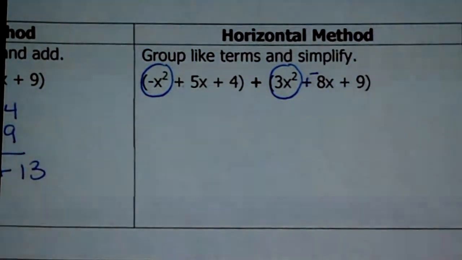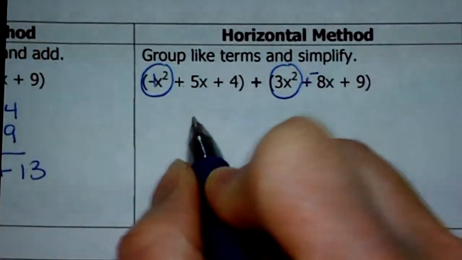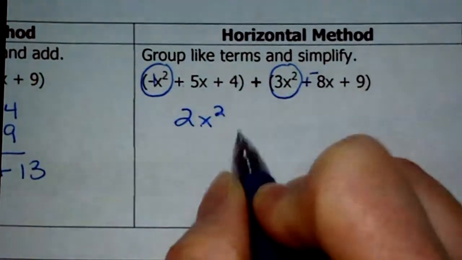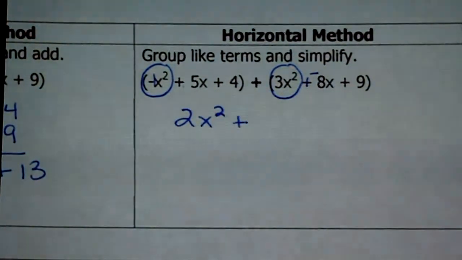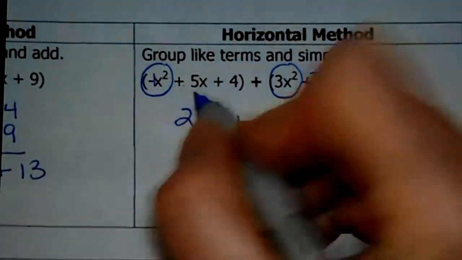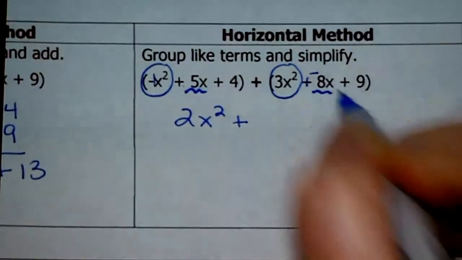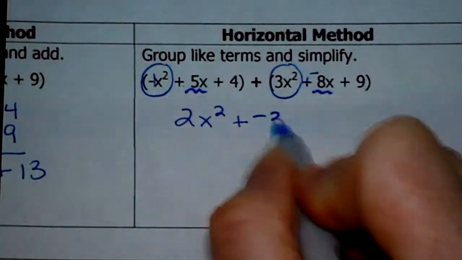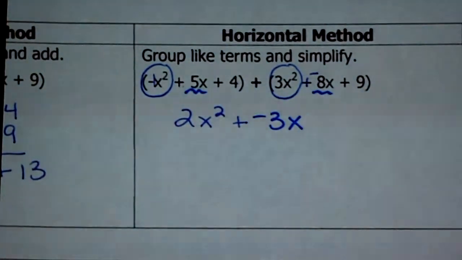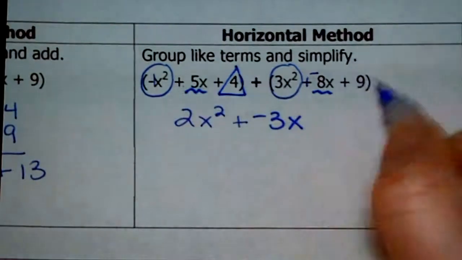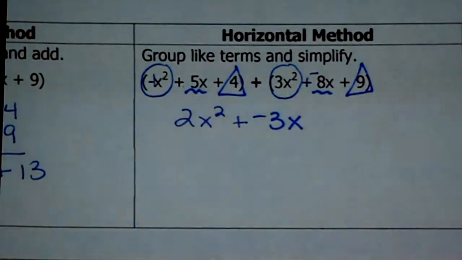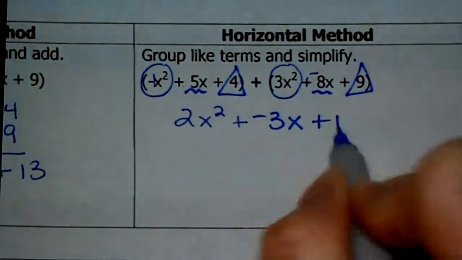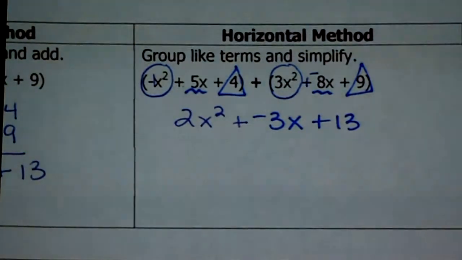So negative x squared plus 3x squared, well, negative 1 plus 3 is 2, so I know I have 2x squared. And then I'm going to look and I see, okay, I have 5x, negative 8x, those two go together. 5 plus negative 8 is negative 3, so there's my negative 3x. And last but not least, this 4 and this 9, neither of them have a variable, so I can add those together, and that equals 13. So with this one, you're just looking for the like terms and combining them.